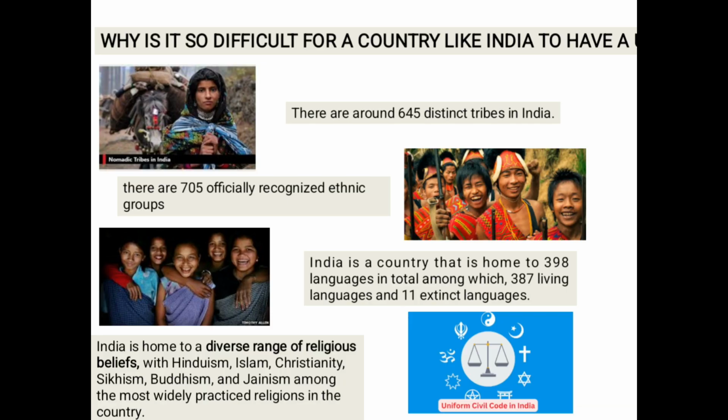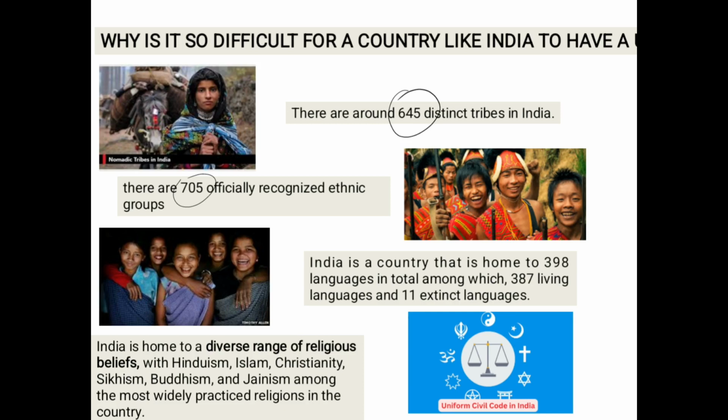Okay. Now see, why is it so much in news? Why is it so difficult for a country like India to have a uniform civil code? Okay. First thing, India is a diverse land. It has around 645 distinct tribes, 705 different officially recognized ethnic groups who have their own culture.